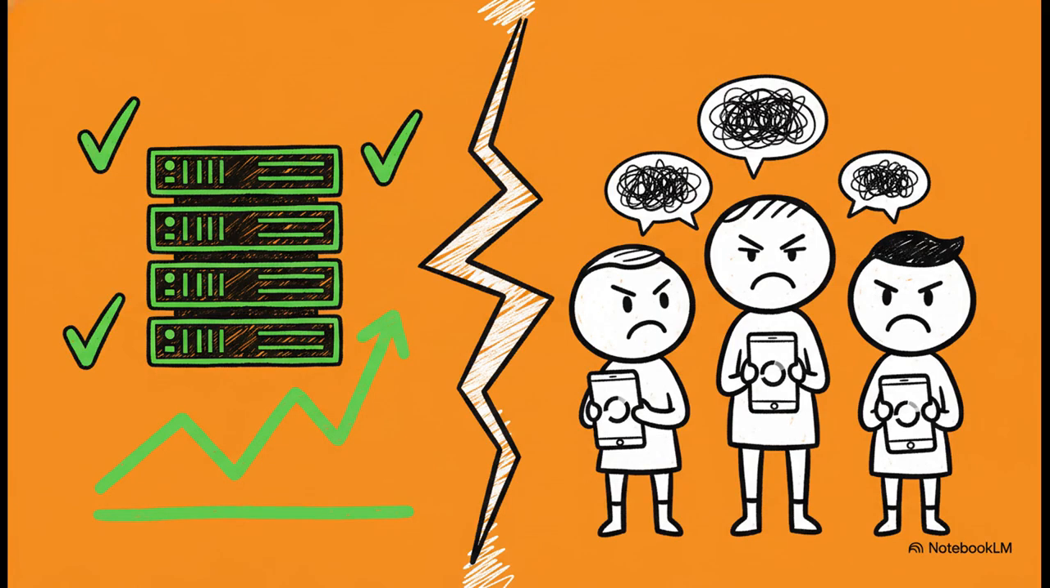Because we've all lived this nightmare, right? You're looking at your dashboards and everything's green. CPU looks fine, memory is stable, but the support tickets keep piling up. Users are complaining that everything feels sluggish. There's this massive gap between what the servers say and what the users feel. And that disconnect is what we're here to talk about.